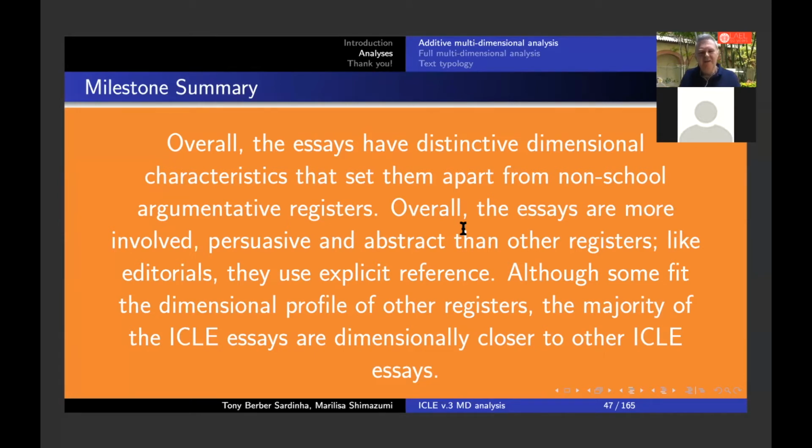All right, overall, the essays have distinctive dimensional characteristics that set them apart from non-school argumentative registers. And overall, the essays are more involved, more persuasive, and more abstract than these other quote-unquote real-world registers. Although some fit the dimensional profile of these other registers, the majority of the ICLE essays are just ICLE essays. All right, so the students were asked to produce a school text, so they did most of the time.